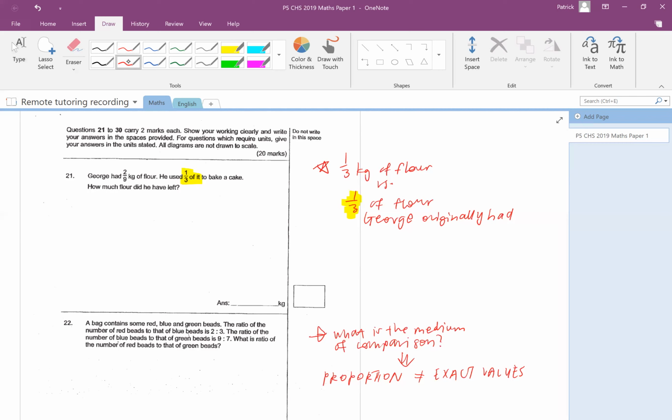So in this iteration of this question type, instead of 1/3 kg with the units, there's no units over here. So it's literally 1/3 of the 29 kg of flour. So if you use 1/3 of it, then 1 minus 1/3 means that he has 2/3 of it left. So since he has 2/3 of it left, you can just take 2/3 times 29 kg. This will give us 4/27 kg.